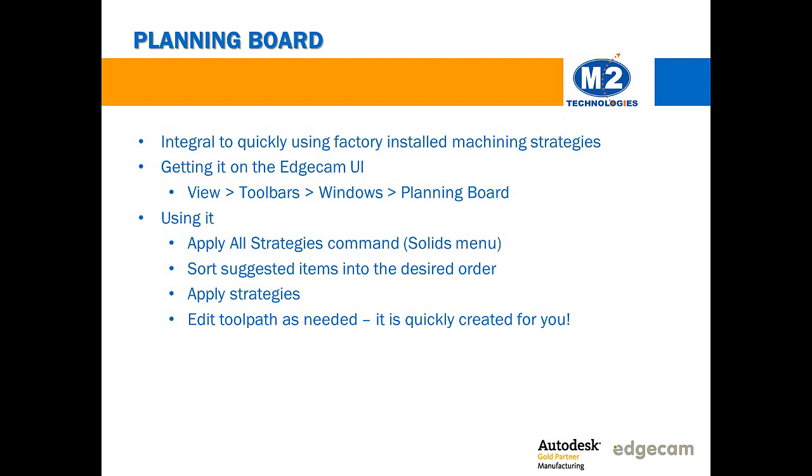The planning board is turned on by going to the View menu, Toolbars, Windows, and Planning Board. This would be done in manufacture mode, and the planning board, which visually represents your machining process, will be added to your screen. To use it, you would take the features that already exist in your part, and you simply tell Edgecam to send them to planning board. And what it does is it pairs toolpath that's suitable to the type of feature that you have.